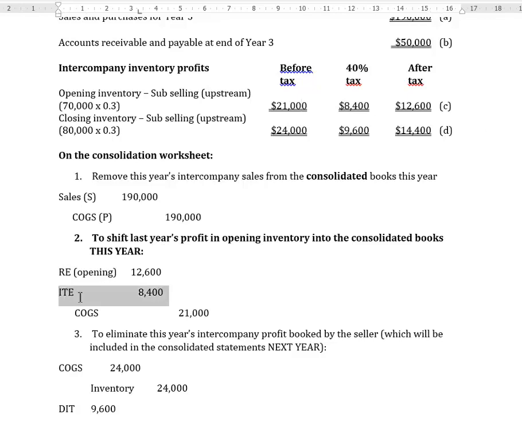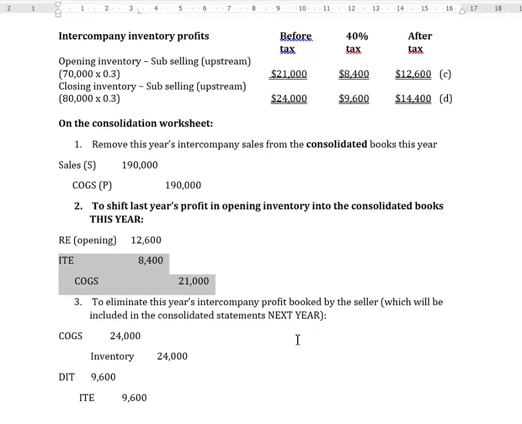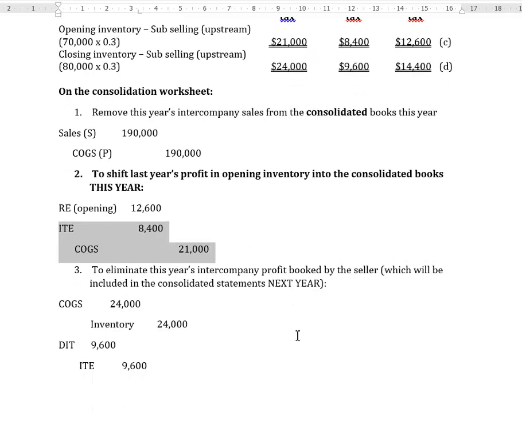So notice the income tax expense and the cost of goods sold are going to help us accomplish our profit shift, because by adjusting these income statement amounts, it shifts profit into this year because the income statement accounts are still open.